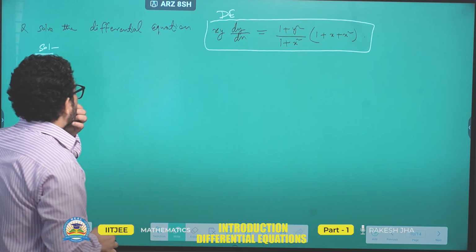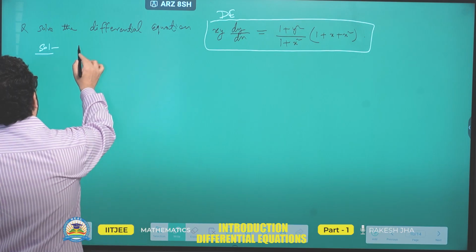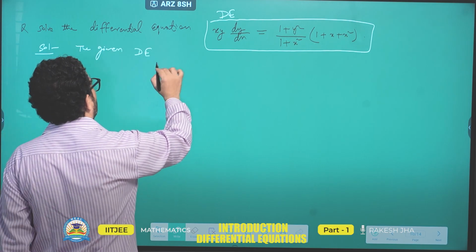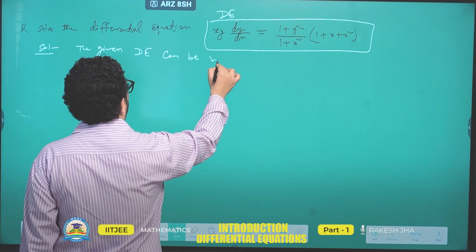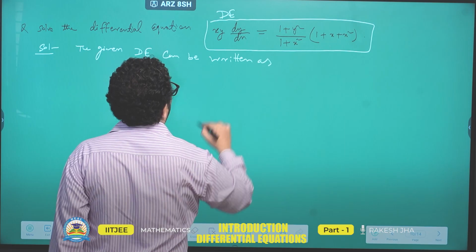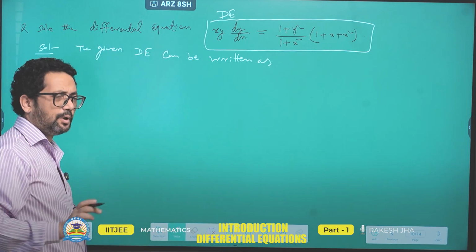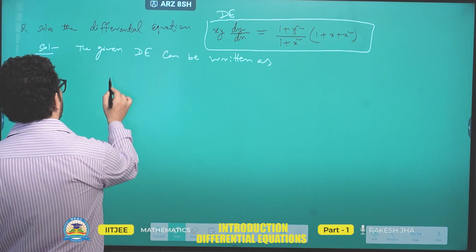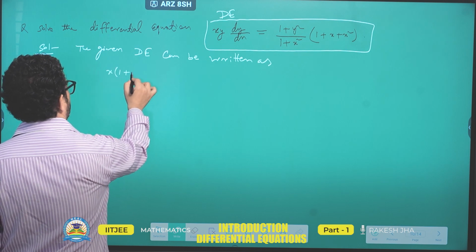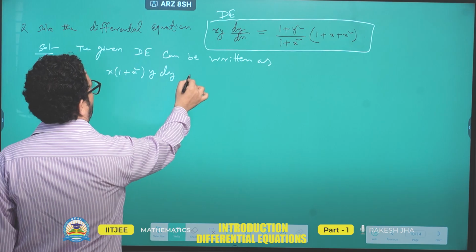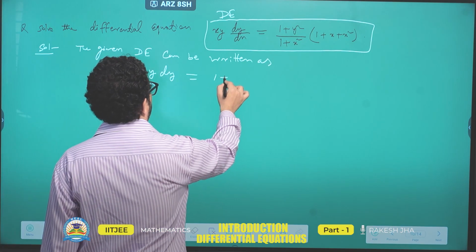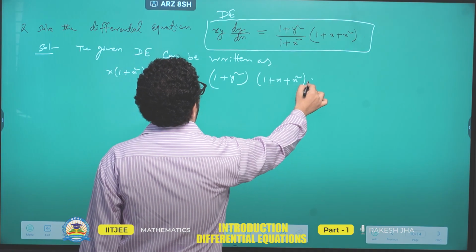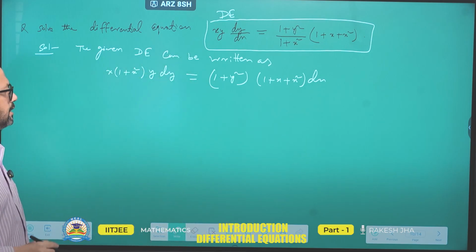So this given differential equation can be written as, if you want to write, we will just go for cross multiplication. So here it would be x times 1 plus x square y times dy is equal to 1 plus y square, then 1 plus x square and dx. This is the first stage.